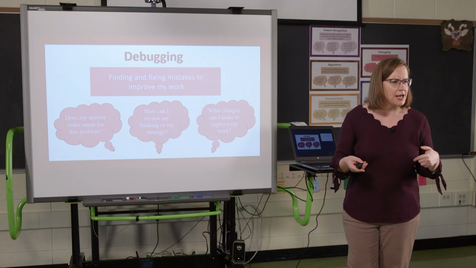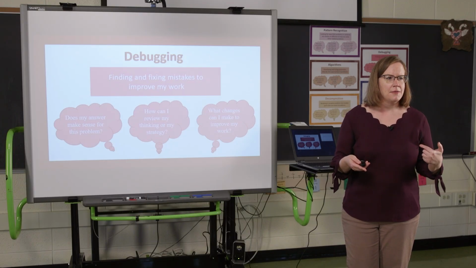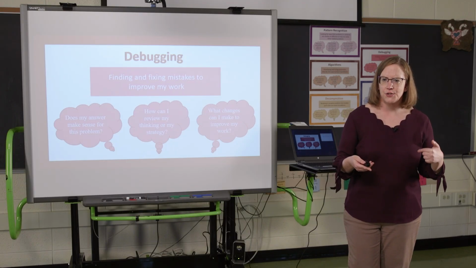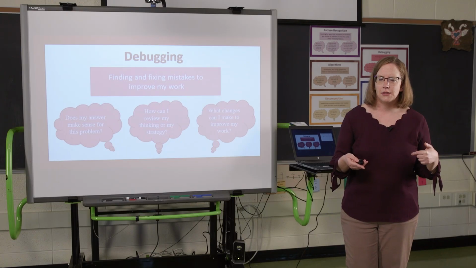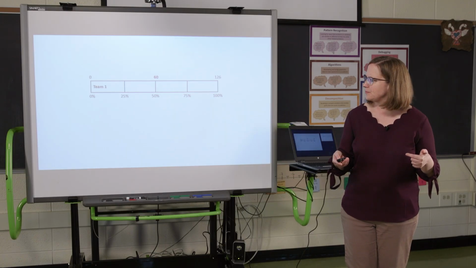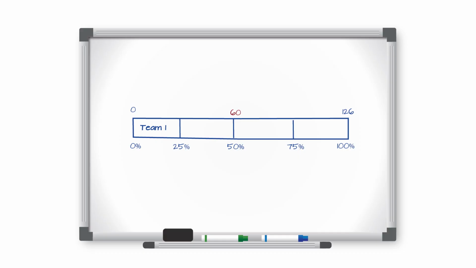And then the other thing I'm going to ask you to do is try to think about keeping little notes about your thinking as you go. So for example, if I decide that I'm going to use 60, that makes sense to me as the number that's going to go above 50% for team 1.